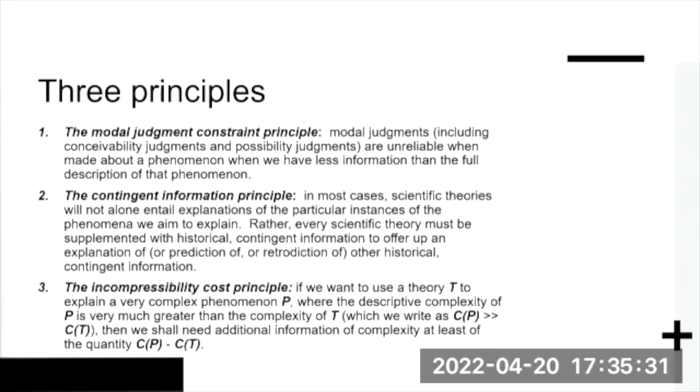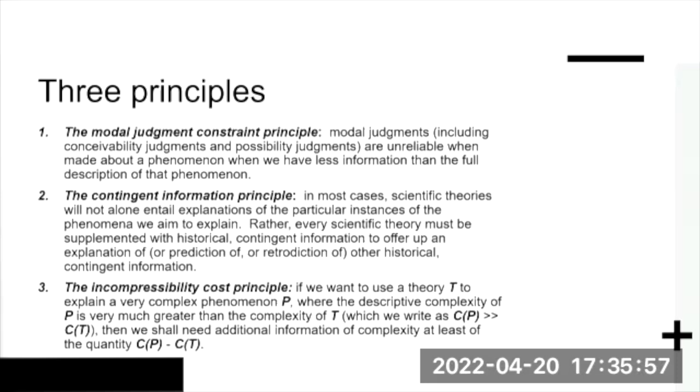But if the proper description of phenomenal experiences is going to be very complex, then it puts certain constraints and pressures on how we understand and describe these things. The first one of these I call the modal judgment constraint principle. It's just the fact that you can show that people's modal judgments are going to depend on how much information they have relative to how much information is in the thing that we're trying to make a judgment about.